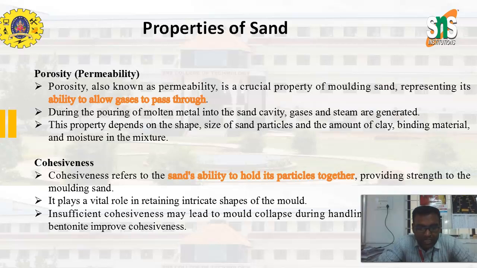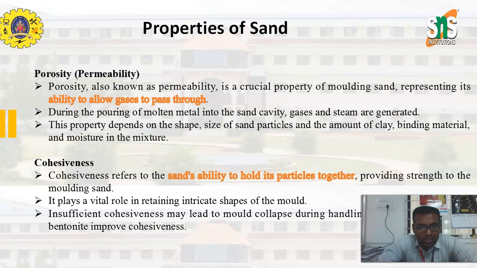Also, if the molten metal comes in contact with the moist sand, steam or water vapor is produced. The steam or vapor also results in the formation of holes in the casting if it is not able to escape out of the mold. So, it is advised to use sufficiently porous molding sand to eliminate the porosity defect in the metal casting.